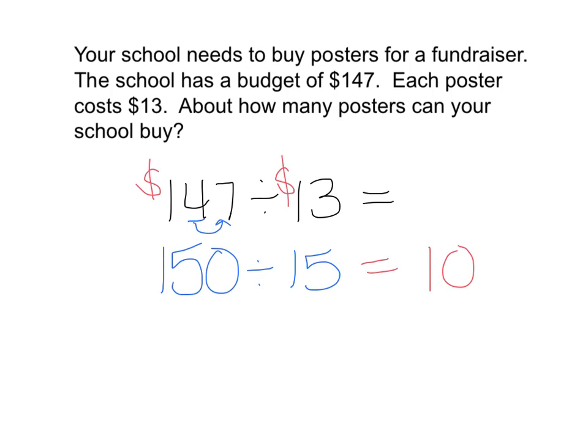So 150 divided by 15 equals 10. Is that my answer? No. But that is my estimate using compatible numbers of how many posters we would be able to buy. That's 10 posters.